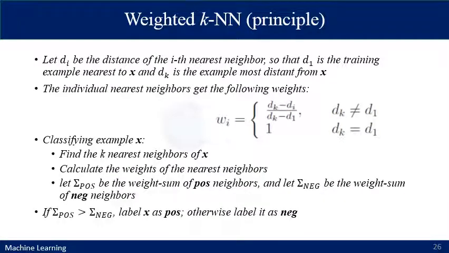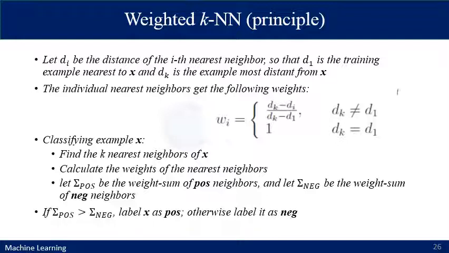So in this way you can employ a weighted k nearest neighbors principle. You can calculate the distance of each example from the participating classifier examples. You assign the distance of each example as d_i, where d_f1 is the training example nearest to the example x and d_fk is the example most distant from the example x.